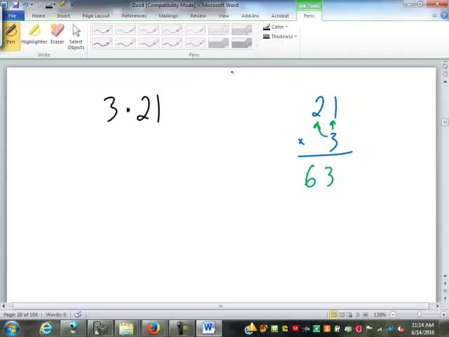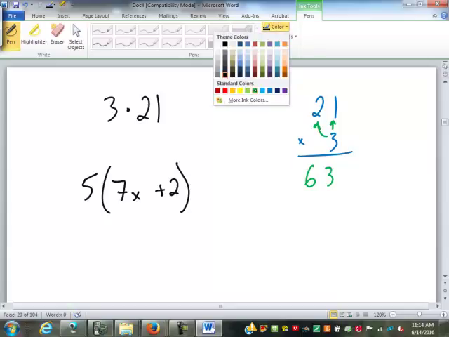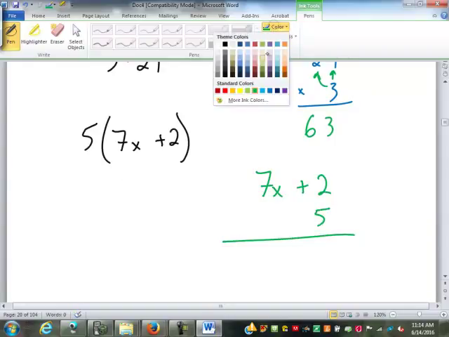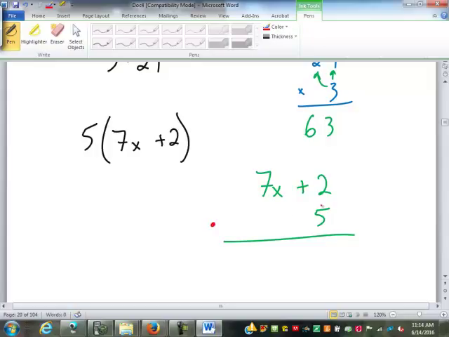With algebraic numbers, it works exactly the same. If I have 5 times 7x plus 2, I put the number with the most digits on top, 7x plus 2, times 5. We're multiplying here. 5 times 2 is 10, so it's a positive 10. 5 times 7x, 35x. And that's it.